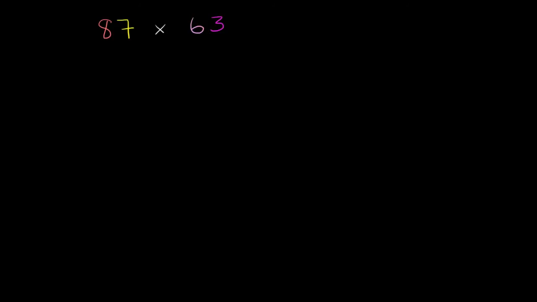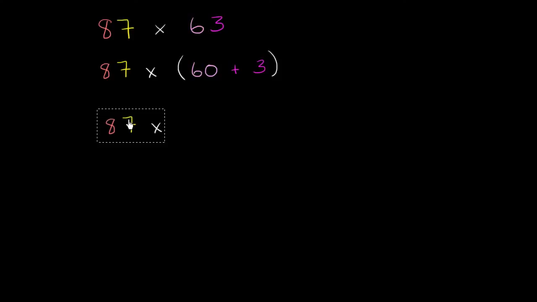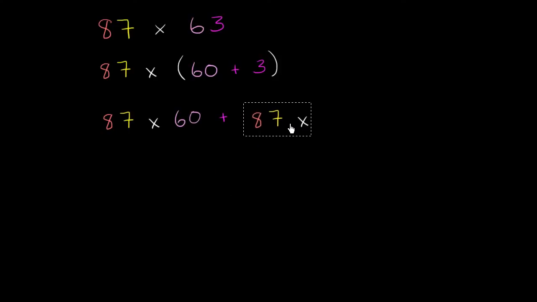So first, let me rewrite 87. But instead of writing 63 like that, I'm going to write 63 as 60 plus 3. Now, what is this going to be equal to? Well, 87 times 60 plus 3, that's going to be the same thing as 87 times 60, plus 87 times 3.